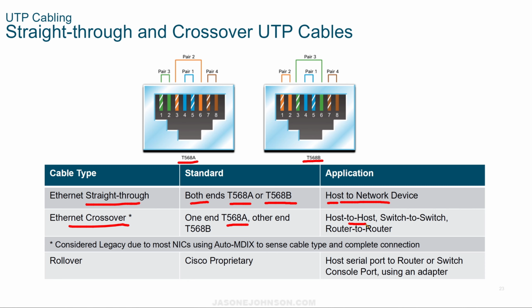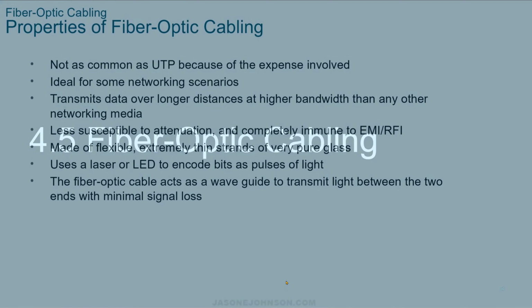And we use those for host-to-host, switch-to-switch, or router-to-router. And then we have a rollover cable, and that's usually a Cisco proprietary, but we also use a host serial port to router or switch console port using some type of adapter, but a rollover cable is a little bit different. Next, we're going to look at fiber optic cabling.